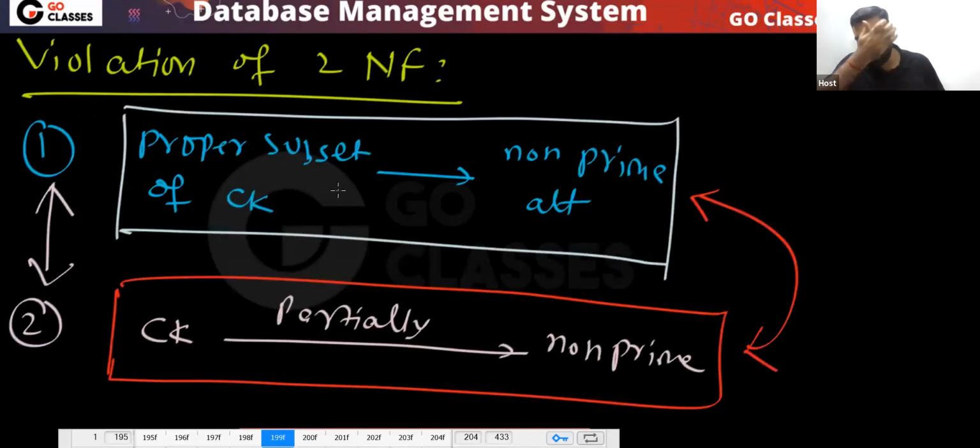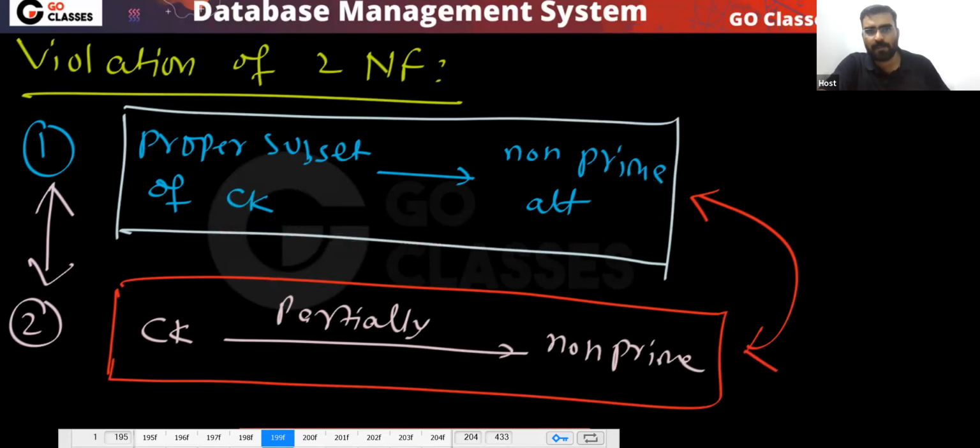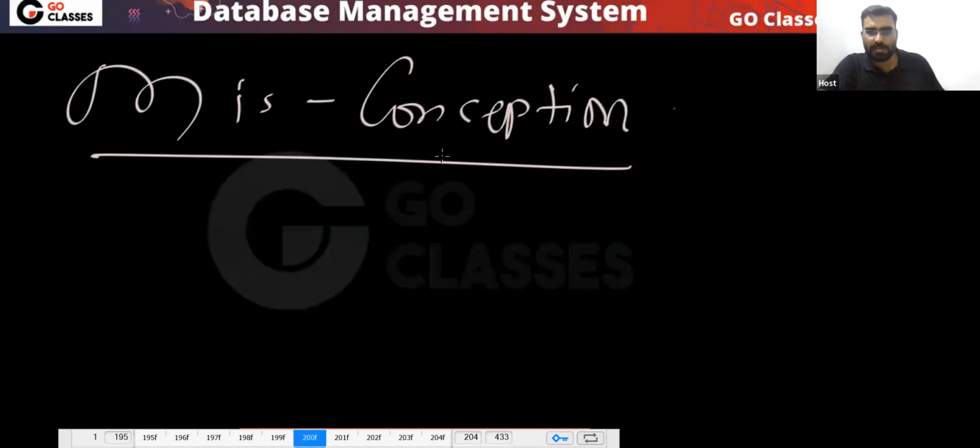Remember, is this clear to everyone? Please tell me. Many students call this partial dependency. This is not partial dependency. Is this clear? So what is the misconception in 2NF?